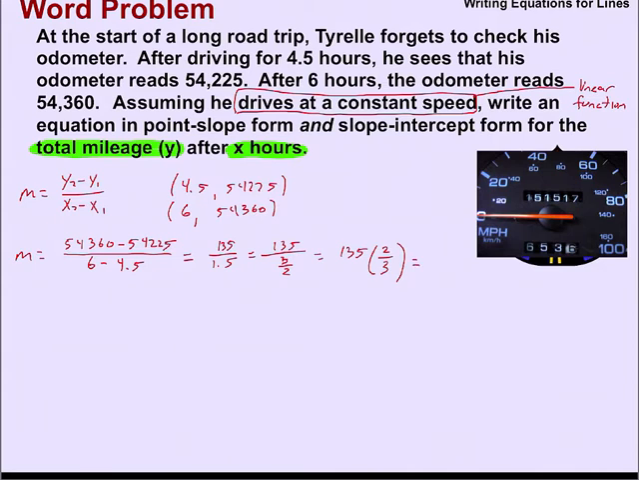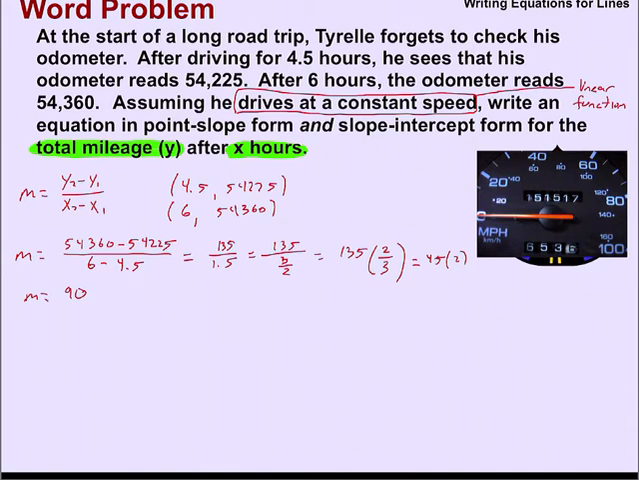And a good strategy for dealing with fractions like this, always make your numbers smaller before bigger. Your life is a lot easier if everything stays smaller. So I'm going to do 135 divided by 3 first, which is 45. And only then am I going to multiply it by 2. So his rate of change was 90.